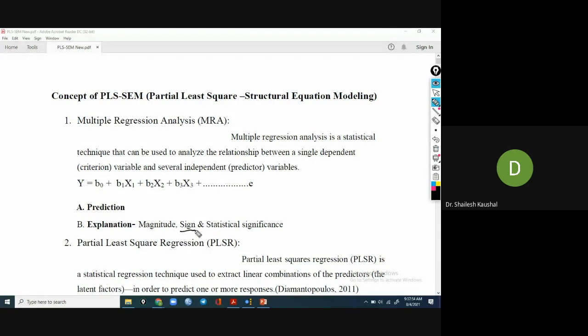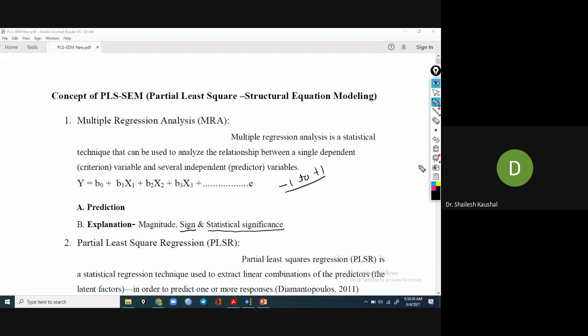Second, the sign. We also explain the sign of the regression coefficient, -1 to +1. The sign tells us whether the relationship between the two variables is positive or negative. If it is positive, it means when we increase one unit in the independent variable, the dependent variable also increases. So there is a positive relationship. And last is statistical significance.